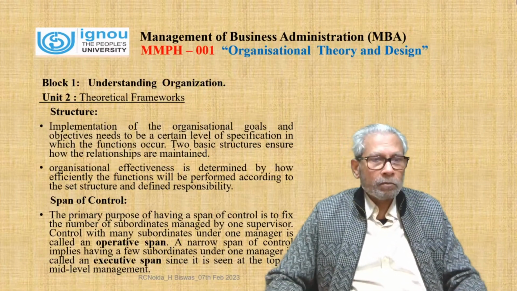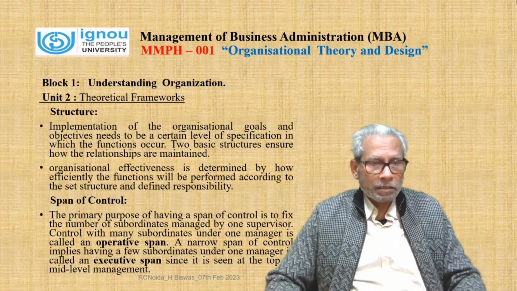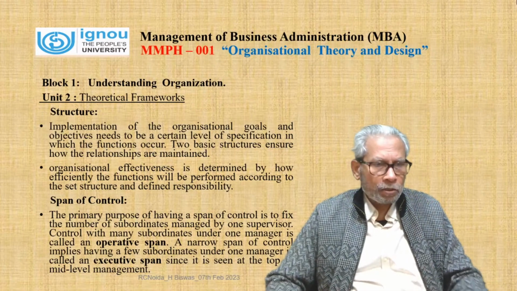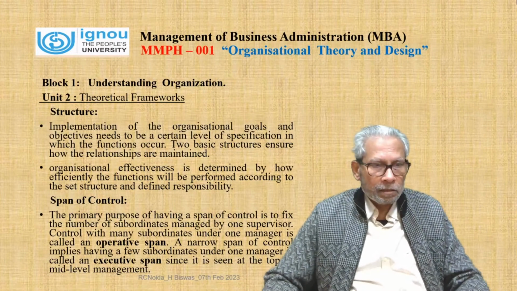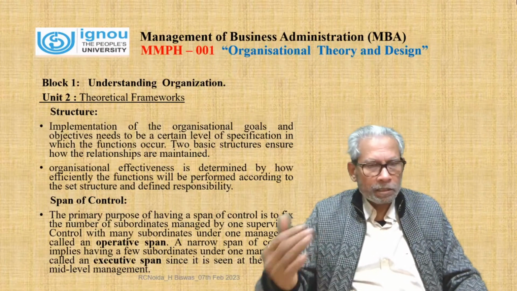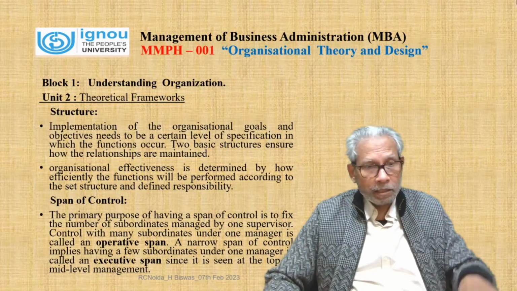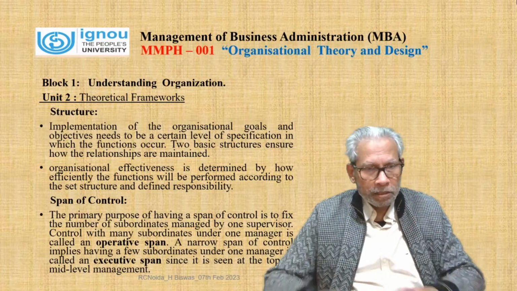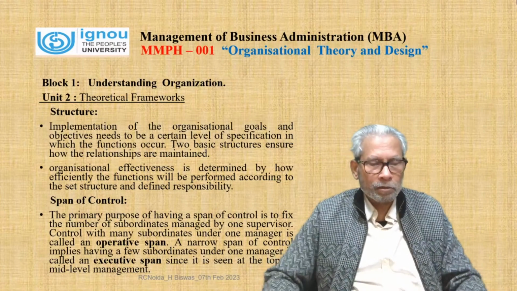So when the control is by the subordinates under one manager, we can see the operative span. A narrow span of control implies having a few subordinates under the manager. This is called the executive span. Basically, at the top level, there are few managers they are controlling. But a manager may be controlling, and a supervisor may be controlling more. So that is the way you can see the span. Operative span, they are operating directly at intervals.